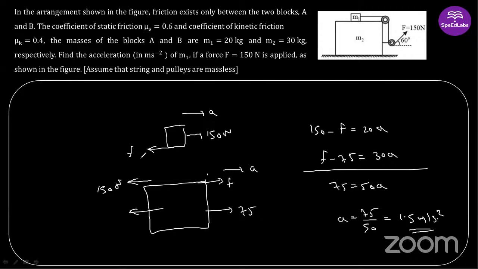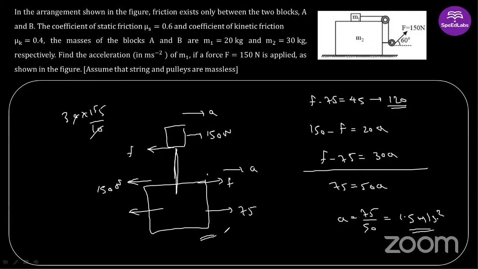Just check what the friction is. If you put it in any one of the equations, what is the friction coming to? Let's just check the second one. We don't have to change the sign. F minus 75 is equal to 30A. 30 into 1.5, that is 45. So friction is coming to be 45 plus 75, which is 120. And 120 is the maximum static friction which is possible. So yes, both of them can move together with the same acceleration without any sliding between them.